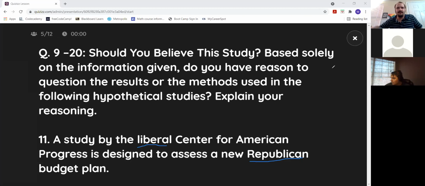I think my examples are pretty similar. There are probably a few things you could tell me, right? We also don't know how they conducted the study, right? So there's probably a lot of things you could tell me that might fit some of the other ones. But I think that with these 2 words, this is a liberal center and they're talking about a Republican budget plan, they're really hinting at considering the source, right?